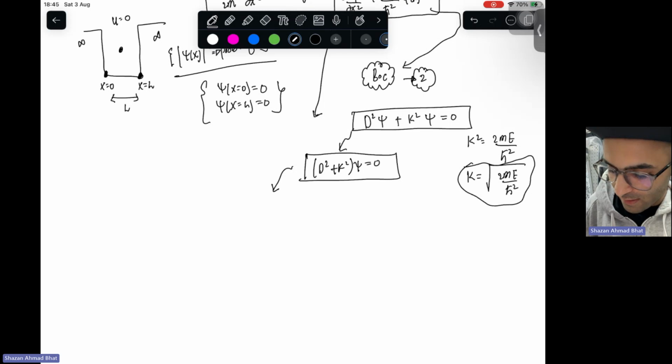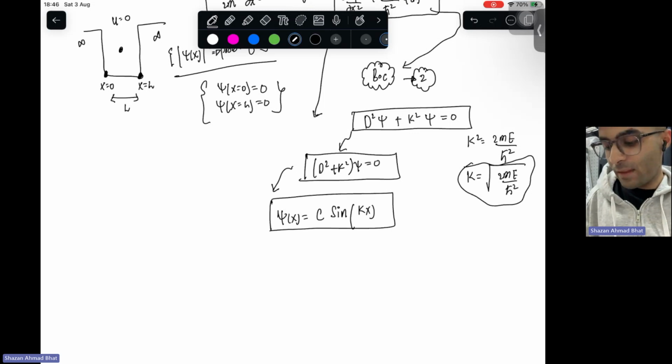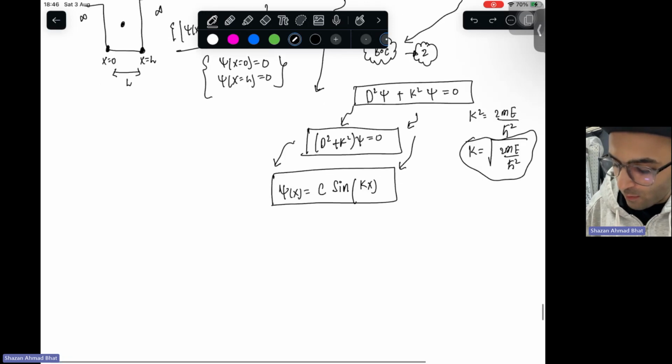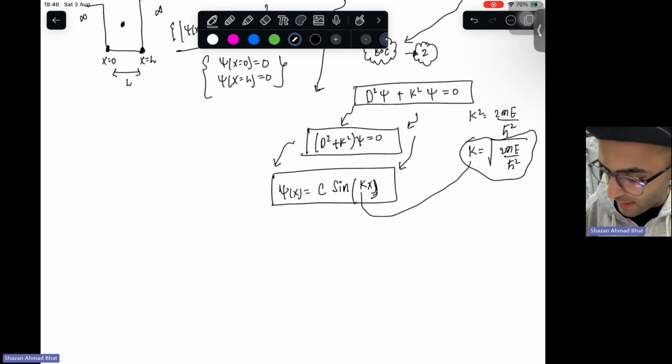You can get a solution like ψ(x) equals some constant c sine of kx. This is the solution, and it's a basic mathematical differential equation. You know how to arrive from this to this; you basically need to solve it. And this particular k is called the wave vector.